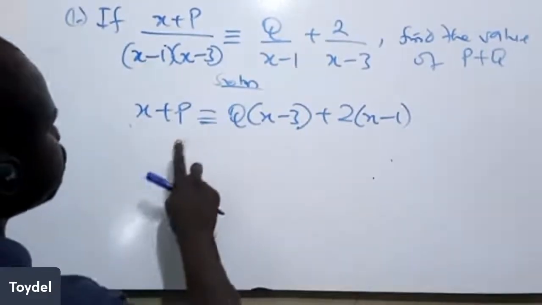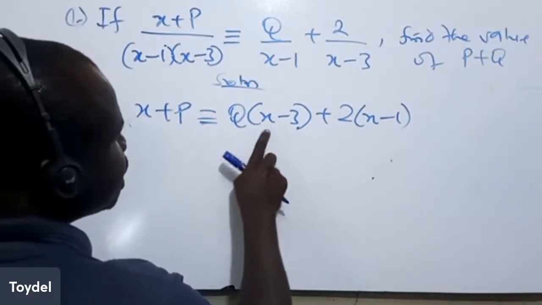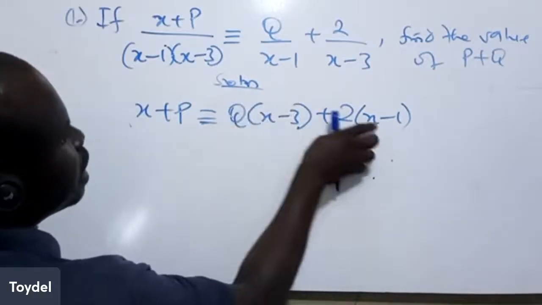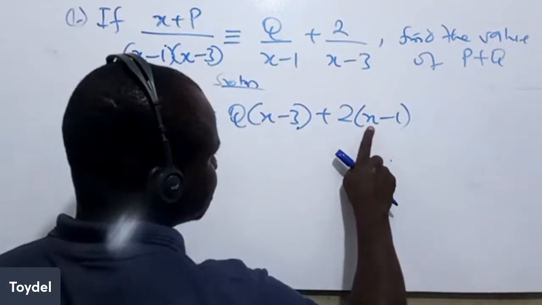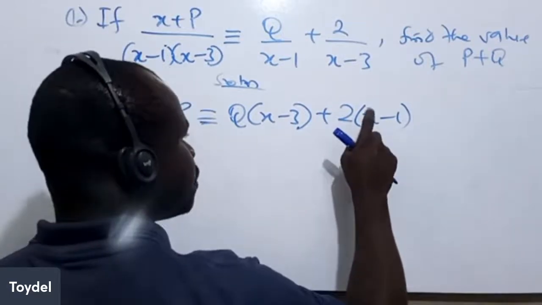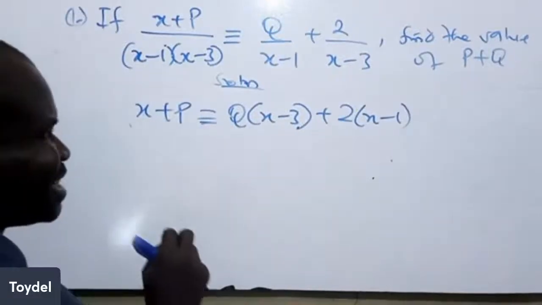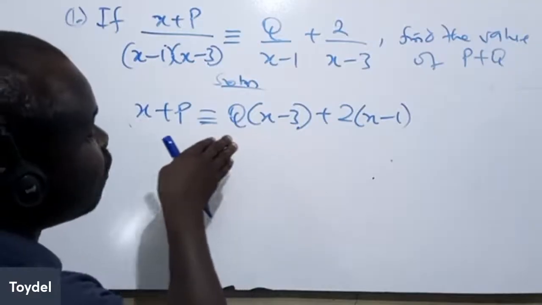If you want to use the cover-up method, we have x minus 3 here. If you put x equal to 3, 3 minus 3 will be 0, so this one will vanish, and we get the value of the second one. We then come back and put x equal to 1, and this part will vanish. Then we get the value for q. That is the cover-up method.